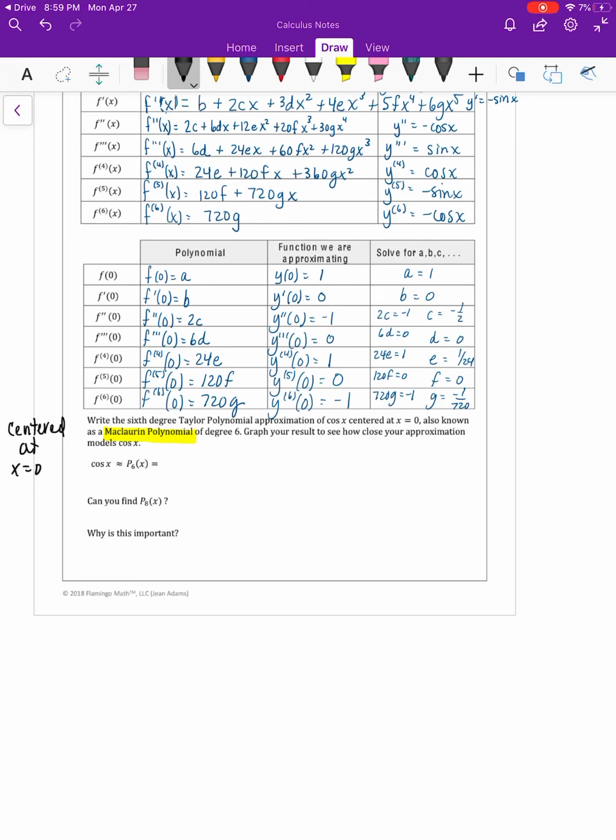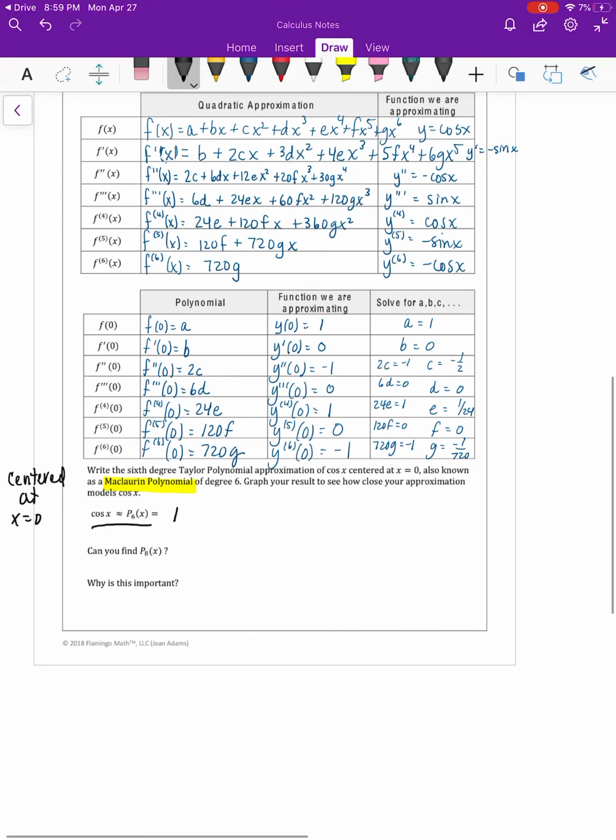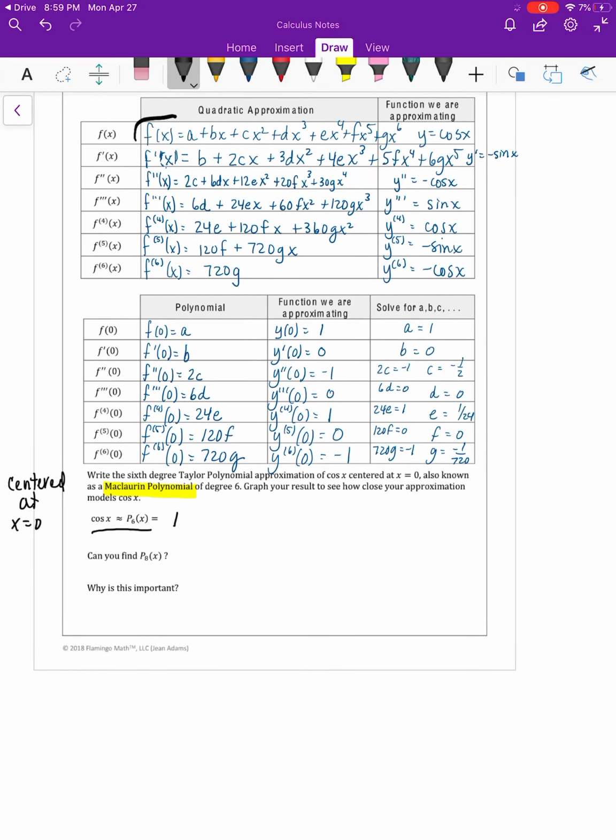So graph your result to see how close your approximation models the cosine of x. Since this is a Taylor polynomial, what we're doing is saying that the cosine of x is approximately equal to this 6th-degree Taylor polynomial. So we are going to write our 6th-degree Taylor polynomial now. Our a is 1. And remember, you're using this top function right here to write it, and you're using all of these right here to put those values in. So the first thing I'm putting in is a equals 1.